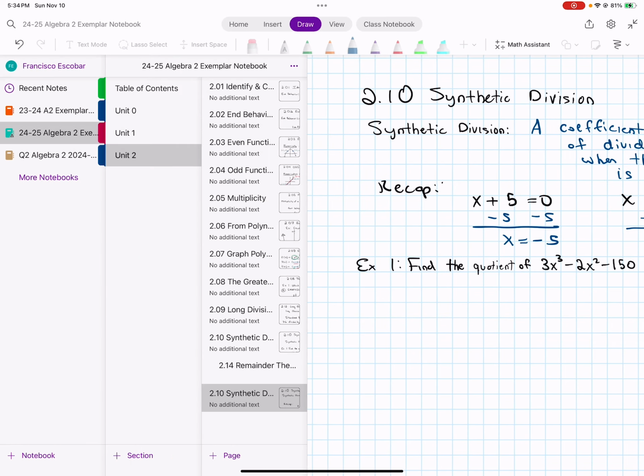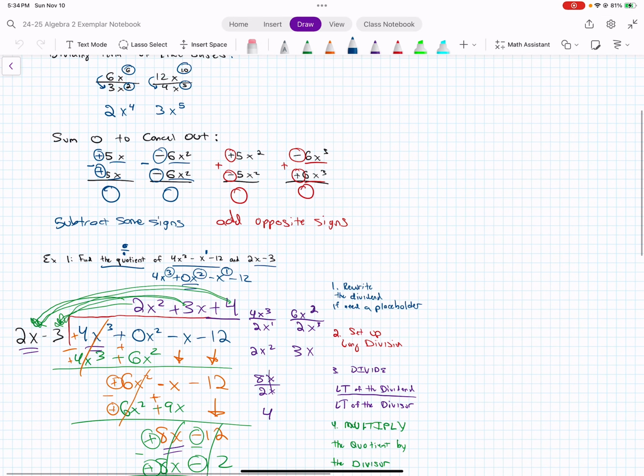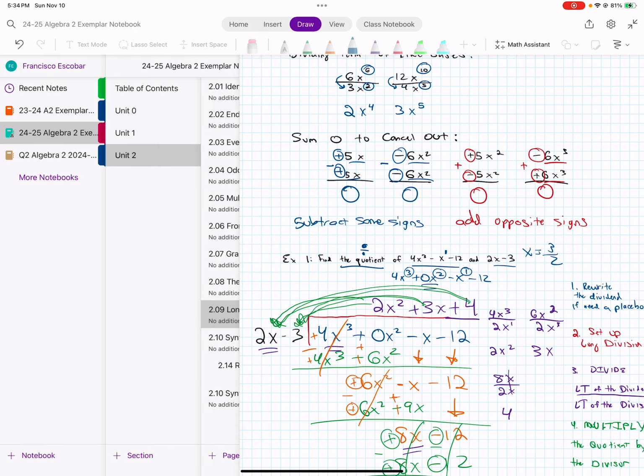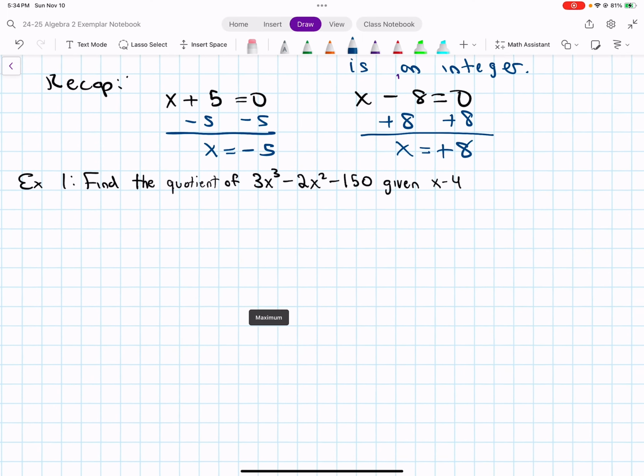If we recall from yesterday's notes, the divisor was 2x minus 3. The solution would have been 3/2, which is a rational number. It's all good and gravy, but it's best to have an integer. When we have integers, we use synthetic division. When we have non-integer numbers for those solutions, we use long division.